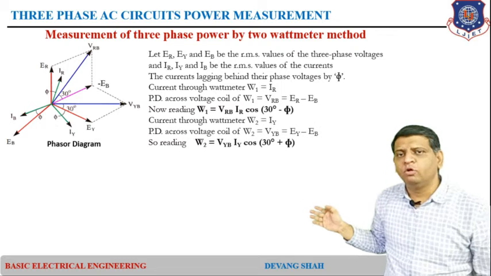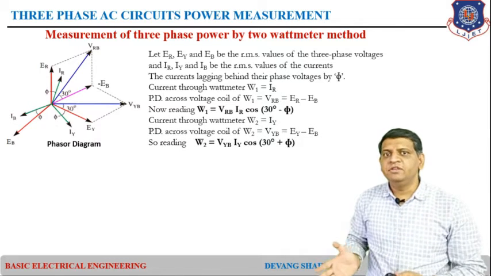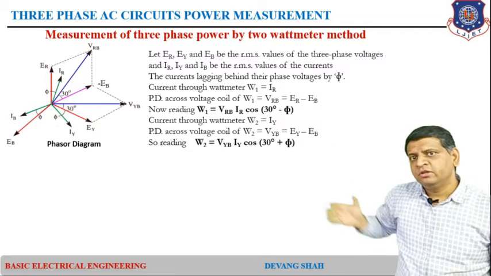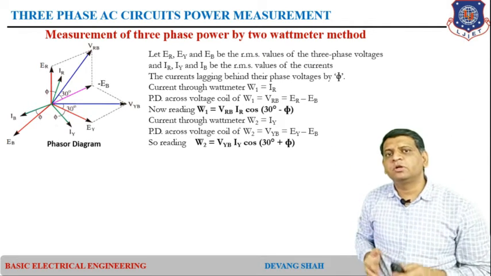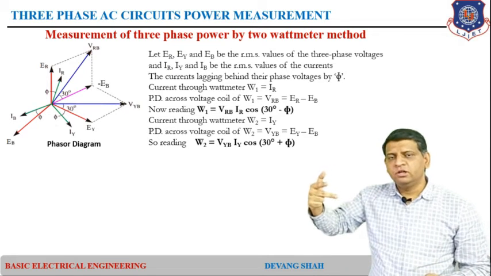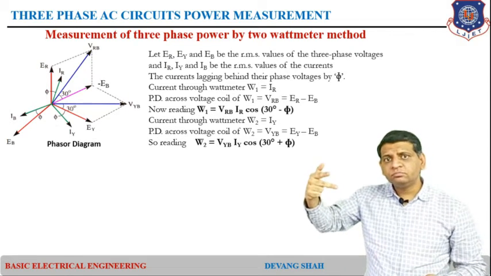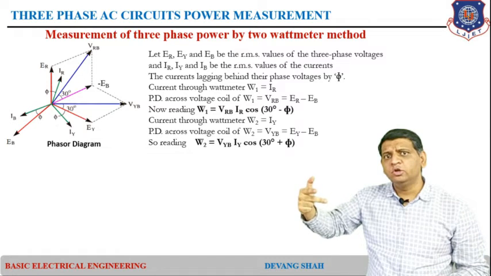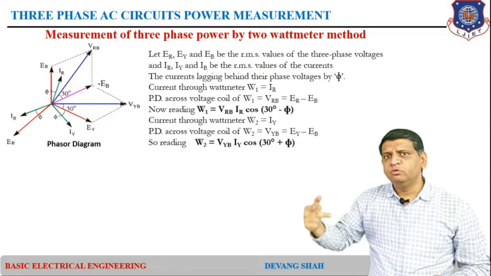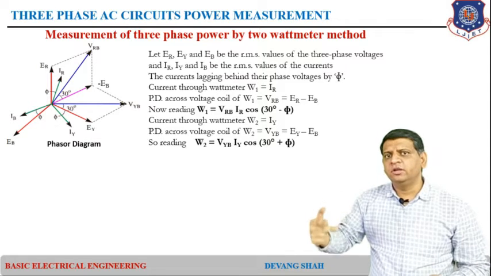Now, the same terminology goes for W2, IY and VYB, right. From the phasor diagram, you can see the relation between these two vectors is nothing but cos(30 plus phi), right. So, from these two equations, W1 is equal to IR into VRB into cos(30 minus phi), and W2 is equal to IY into VYB into cos(30 plus phi).